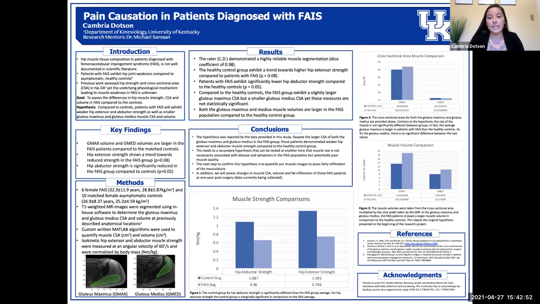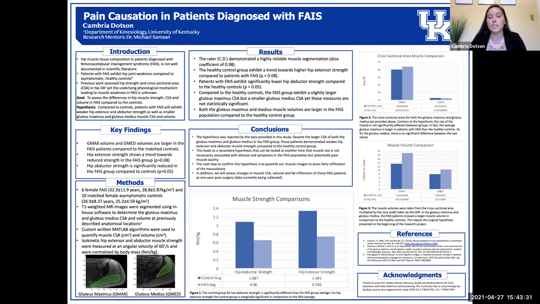What I dedicated this research project to was trying to find the pain causation in these patients diagnosed with FAIS. After thinking about it for a little while, we came up with the hypothesis that when compared to healthy control patients, the patients with FAIS will exhibit weaker hip extensor and abductor strength, as well as a smaller gluteus maximus and gluteus medius, which I'll shorten as Gmax and Gmed for the rest of the presentation. They'll have a smaller cross-sectional area and volume, and cross-sectional area will be CSA throughout the poster.